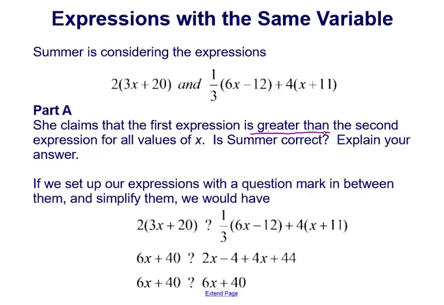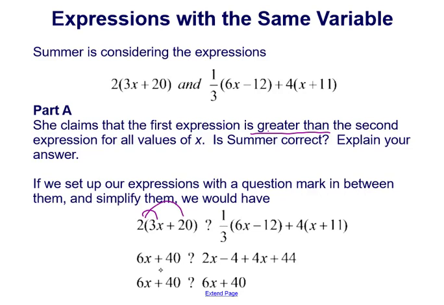So we need to decide and see, is one greater than the other, is one less than the other, or are they equal to each other? So we can then compare it and see if the first expression is greater than the second. In order to compare them, we're going to set up our expressions with a question mark in between them and simplify them. The first expression to simplify will multiply 2 times 3x and 20, so you're distributing the 2.